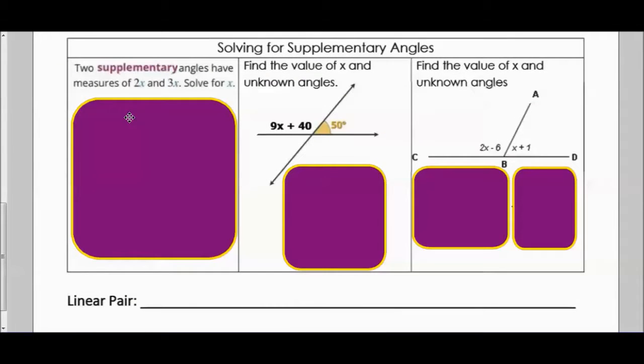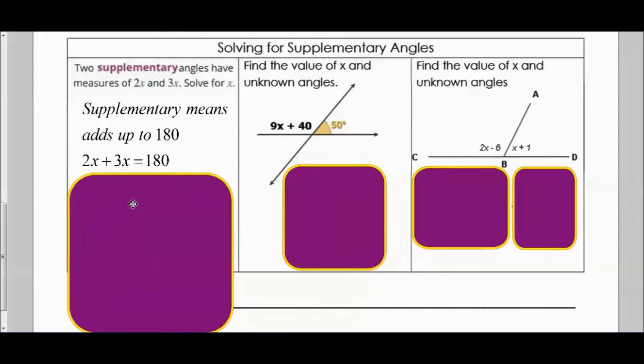So here we have basically just three algebra problems with supplementary angles. So again, we have to consider that supplementary angles are going to add up to 180 degrees. So when we're setting up equations, basically you're going to be adding the two things and setting it equal to 180. Two supplementary angles have measures of 2x and 3x. We want to figure out what x is. So they're supplementary. That means they have to add up to 180 degrees.